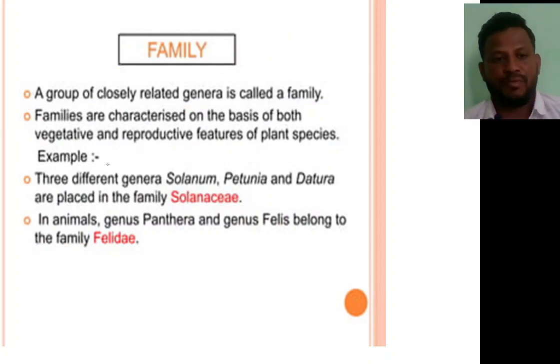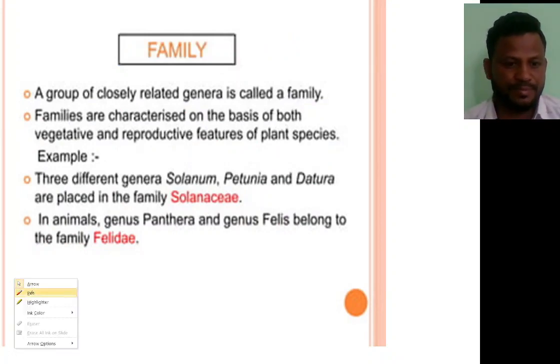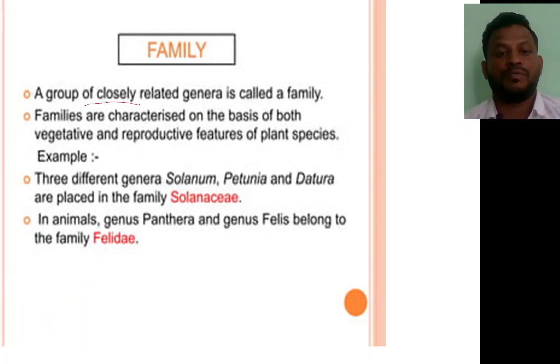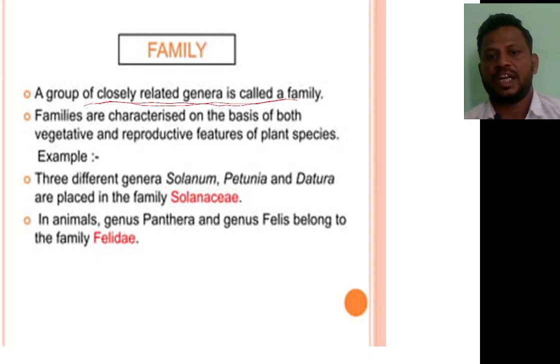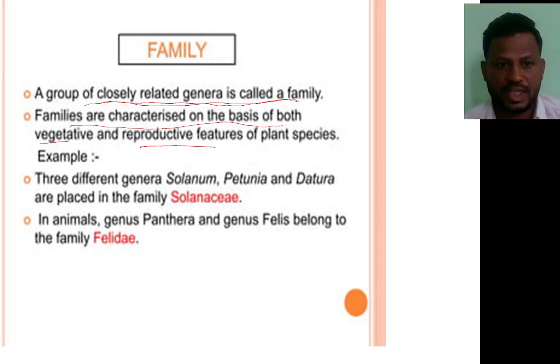Next, the family. Family means a group of closely related genera is called a family. Genera means genus. Closely related genera are known as the family here. Families are categorized on the basis of both vegetative and reproductive features. Remember that. In the family, we categorize the organisms on two bases: the vegetative and reproductive features of a plant species.